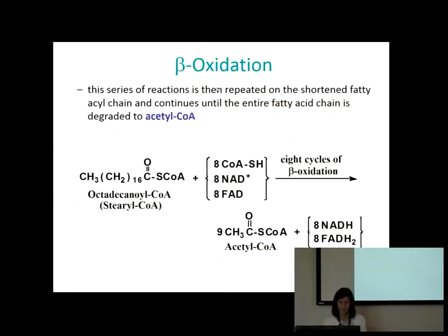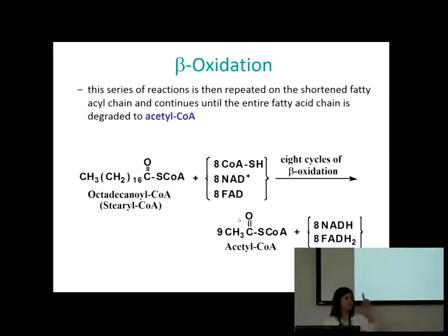Okay, so let's say we start out with an 18 carbon fatty acid, stearyl-CoA, activated with coenzyme A. Let's first talk about how many acetyl-CoAs you are going to end up with. What's this number here? 9. Because if you have 18 carbons, you're going to get your 2 carbon acetyl-CoAs. So 18 divided by 2 is 9, right?